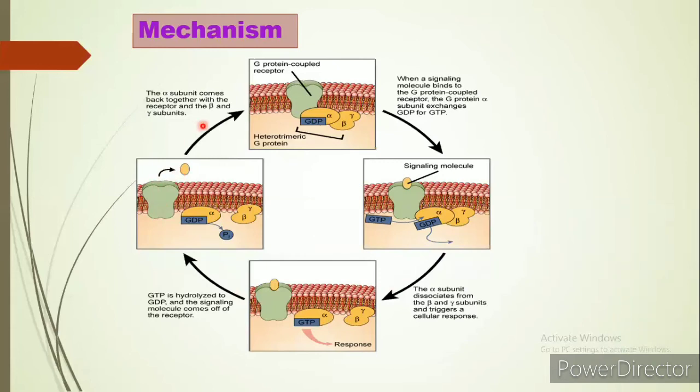Then the last step: the alpha subunit comes back together with the beta gamma subunit, and they come back together with the receptor. This is the whole mechanism of the G protein coupled receptor.